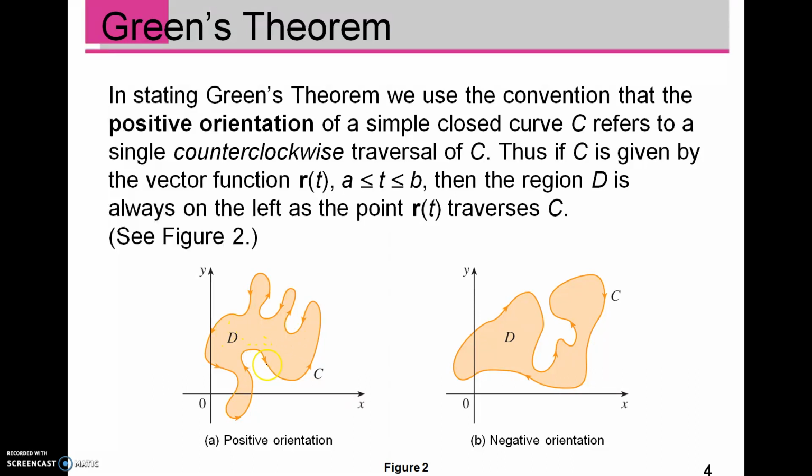So you'll see here in figure 2a, it's traversing around D counterclockwise, and it's closing D. So D includes what's inside the closed curve and also the closed curve itself. A negative orientation basically would give you a negative value, and that's going clockwise.